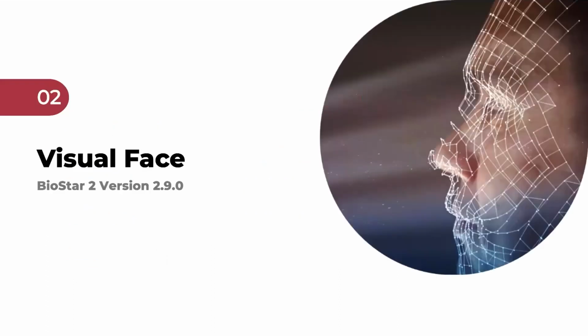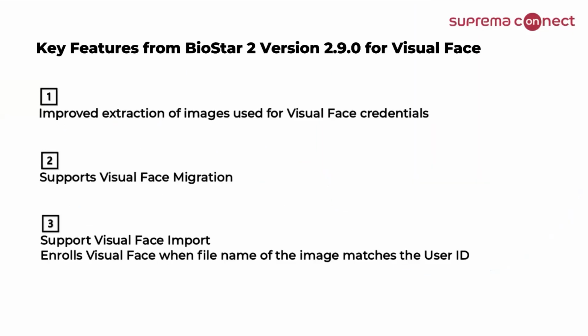Now let's go into the concept of visual face. The key features from BioStar 2 version 2.9 for visual face can be categorized into 3 parts. First part, improved extraction of image used for visual face credentials. Second, supports visual face migration. Third, supports visual face import. This means when you're trying to enroll visual face, when the file name of the image matches the user ID, you can easily import that. Let me show you in details on the next slides.